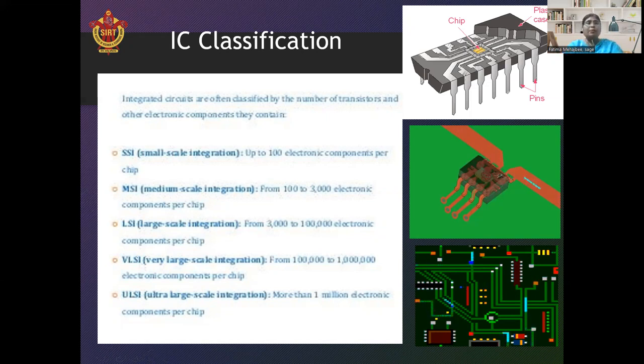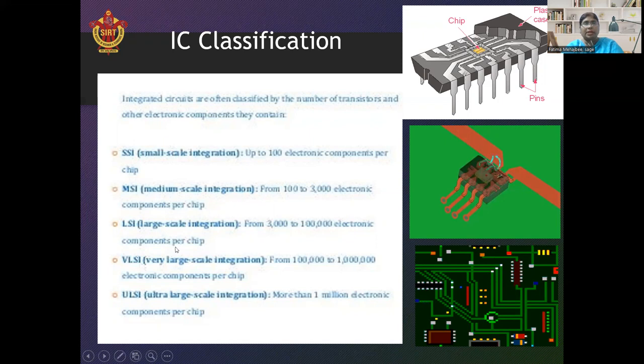Now, come to the classification of ICs. ICs are available in SSI, MSI, LSI, VLSI, ULSI. SSI is small scale integration. Here, fewer than 100 electronic components can be fabricated on a single chip. Next is MSI, medium scale integration. Here, from 100 to 3000 electronic components can be fabricated per chip. In LSI, large scale integration, from 3000 to 100,000 electronic components can be fabricated per chip.